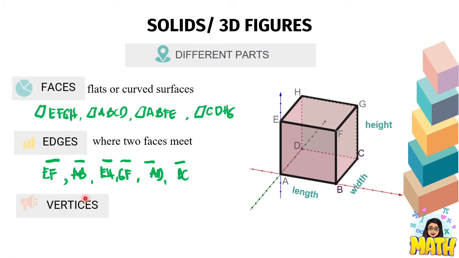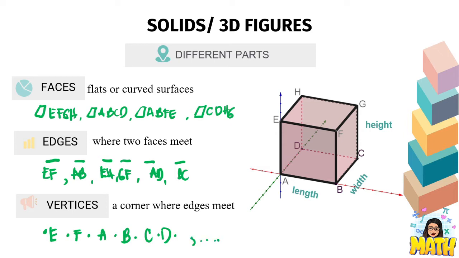And the last part is what we call the vertices. So vertices are corners where edges meet. Kung kanina yung dalawang face ay nag-meet at nag-form sila ng edge, dito naman pag nag-meet ang dalawang edges, they will meet at a certain point called the vertices. And we know that vertices are represented by points. So we have here point E, point F, point A, and so on, so forth. Okay, so these are the basic parts of solids or 3D figures.